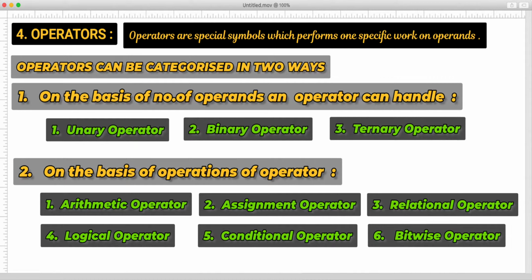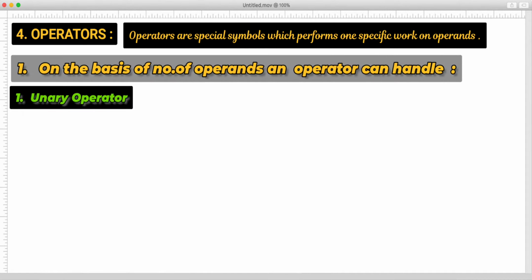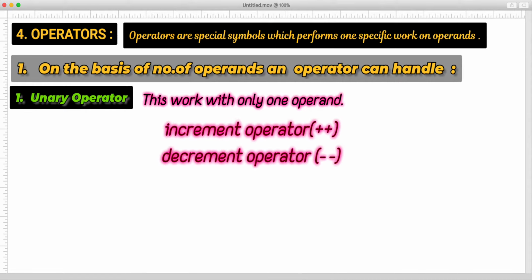So let us understand this one by one. Now coming to our first category division, that is on the basis of number of operands an operator can handle, starting with unary operator. As the name suggests, unary means one. So these types of operators can handle only one operand. For example, there are increment and decrement operators in C++. These are unary operators as they work with only one operand or any one variable.